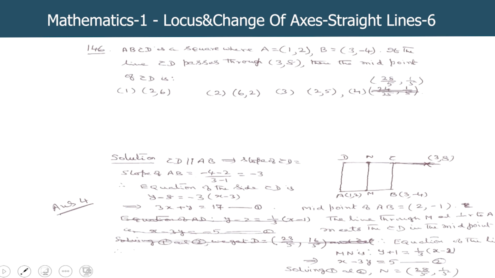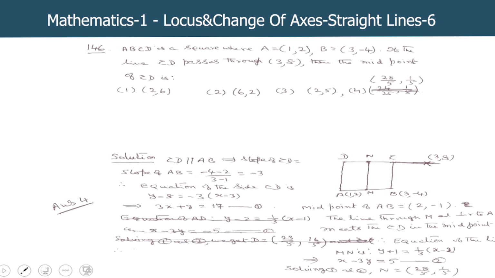What is asked? The CD passes through 3 comma 8, then the midpoint of CD is asked. Because it is a square, if you draw the perpendicular to AB at the midpoint of AB, then that line must intersect the side CD in its own midpoint. Okay? Because ABCD is a square, if M is the midpoint of AB, then the line passing through the midpoint of AB and at right angles to AB meets the side CD in its midpoint.